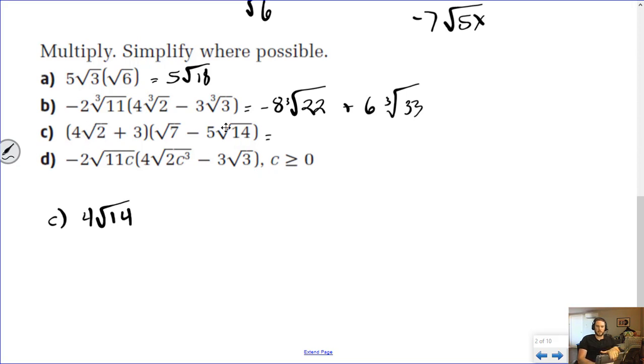4 root 2 times negative 5 root 14. So negative 4 times 5 is negative 20. And then 2 times 14 is 28. And then the 3 times root 7, so plus 3 root 7. And 3 times negative 5 root 14 is negative 15 root 14.